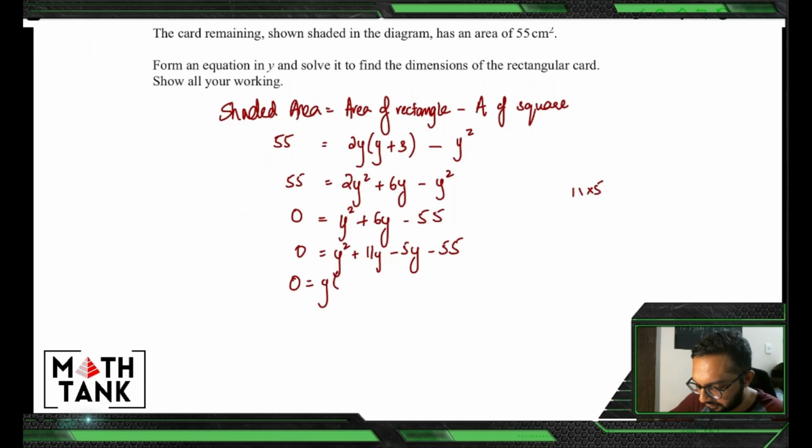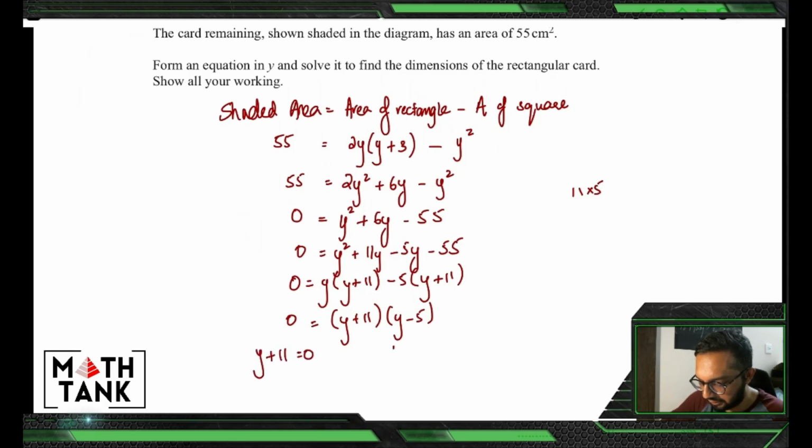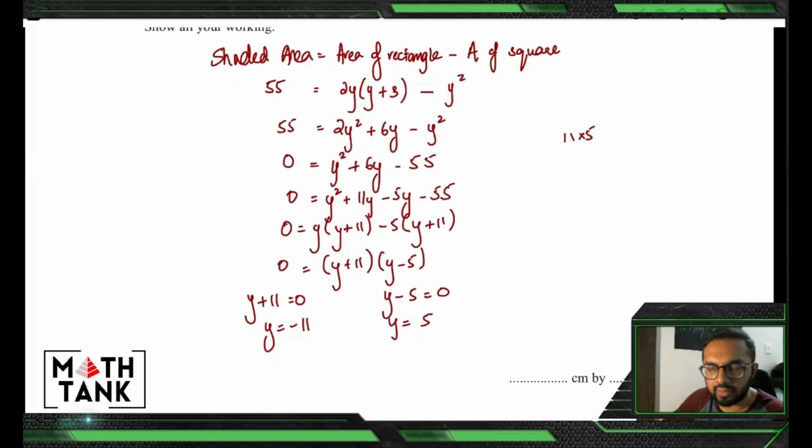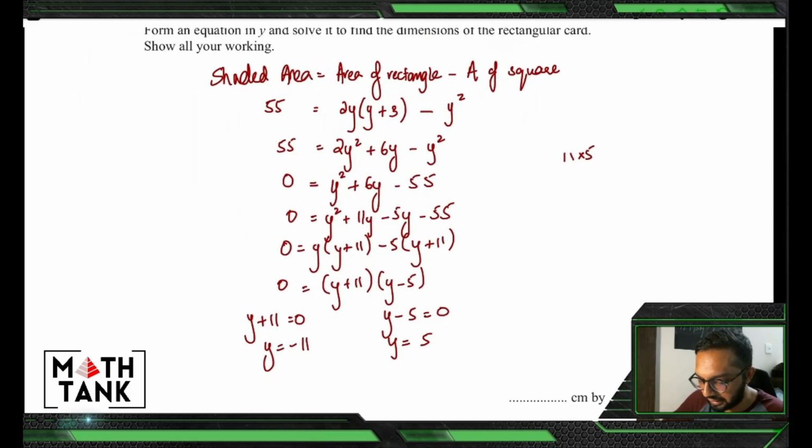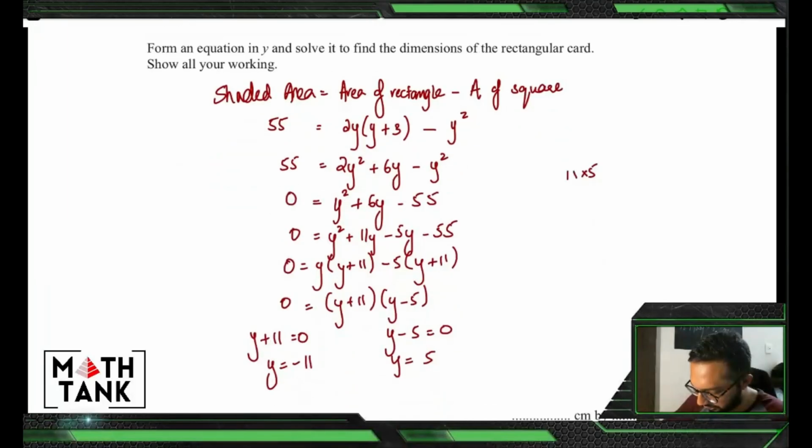So factoring out y and minus 5 from here, I get y plus 11 and y minus 5. y plus 11 equals 0 and y minus 5 equals 0. y equals minus 11 and y equals 5. So there are two answers. I can only use one of them, of course. The side cannot be negative, therefore it should be 5.